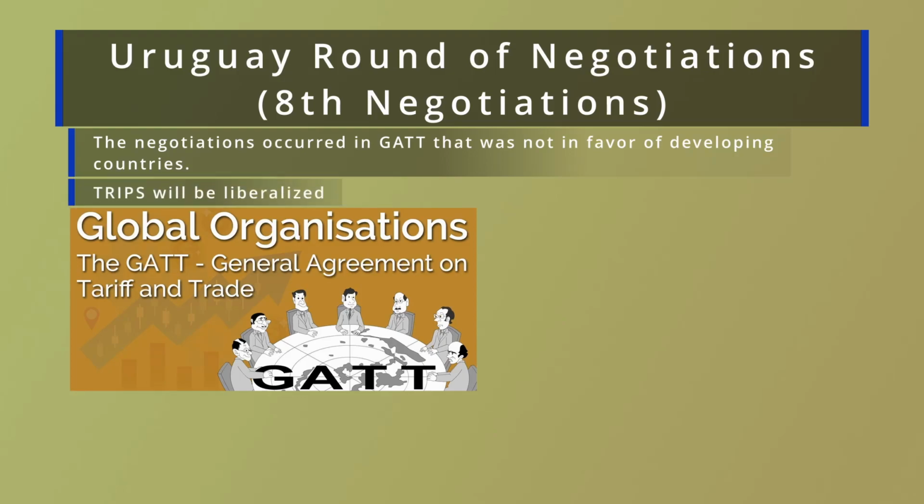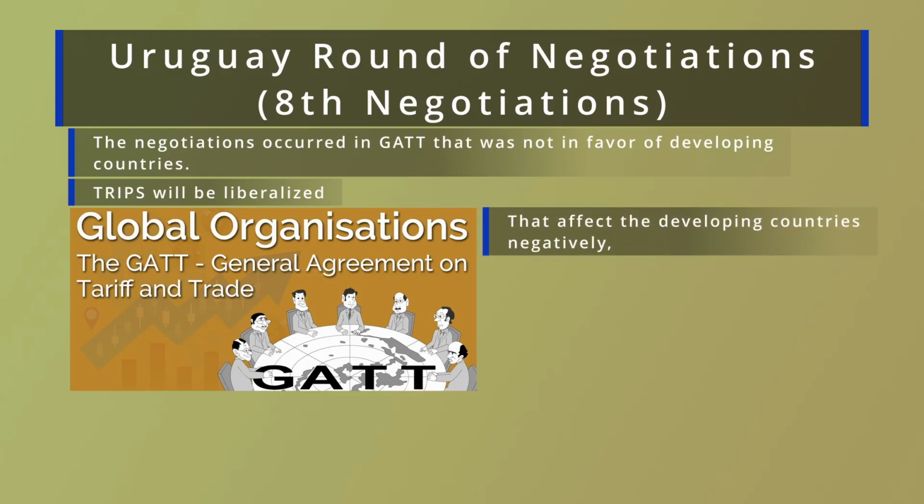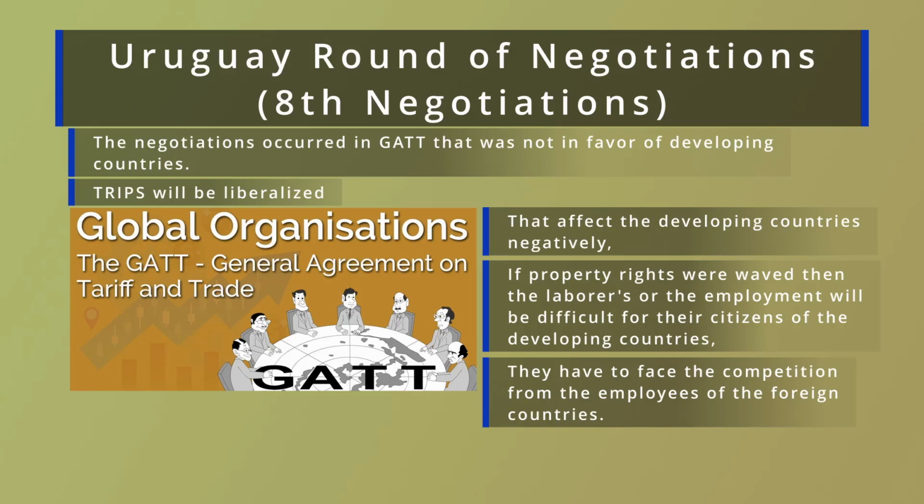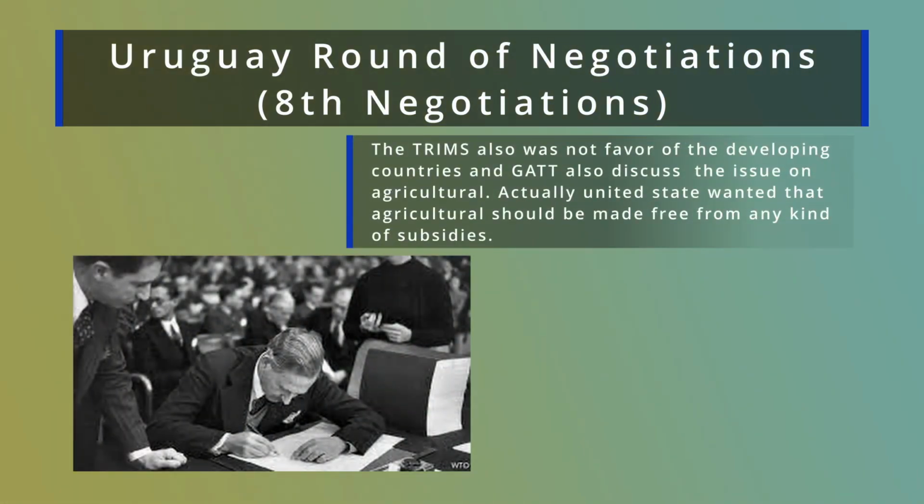First of all, TRIPS, or trade related intellectual property rights: according to this issue, property rights will be liberalized, and that is likely to affect the developing countries negatively, because if property rights were waived, then employment in the developing countries will be difficult for the citizens of the developing countries, because they have to face competition from the employees of foreign countries. And TRIMS also was not in favor of the developing countries.